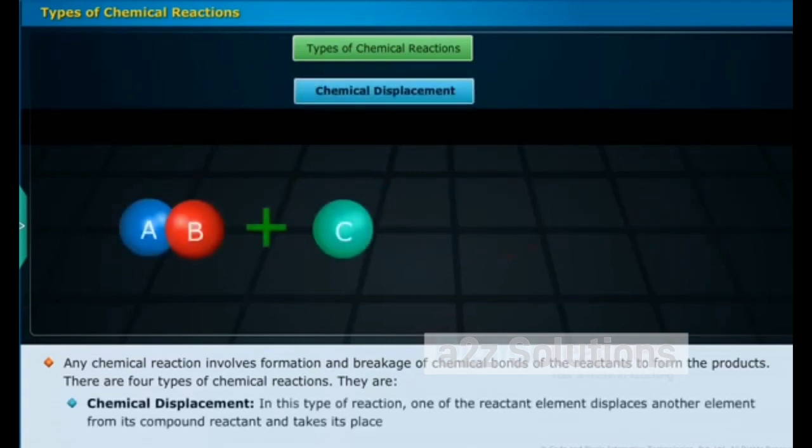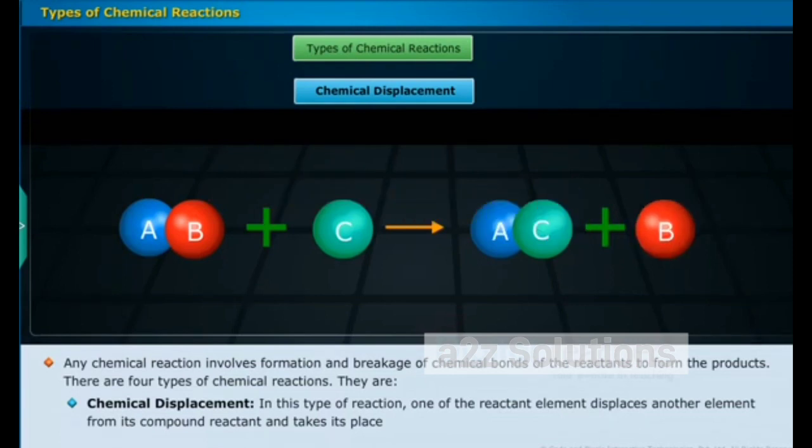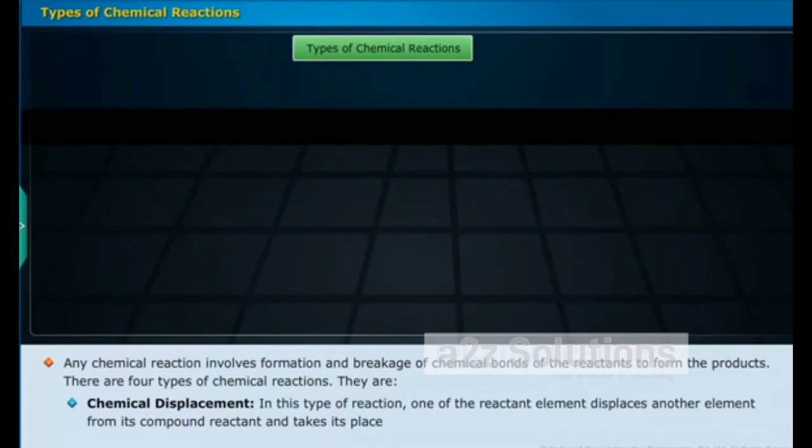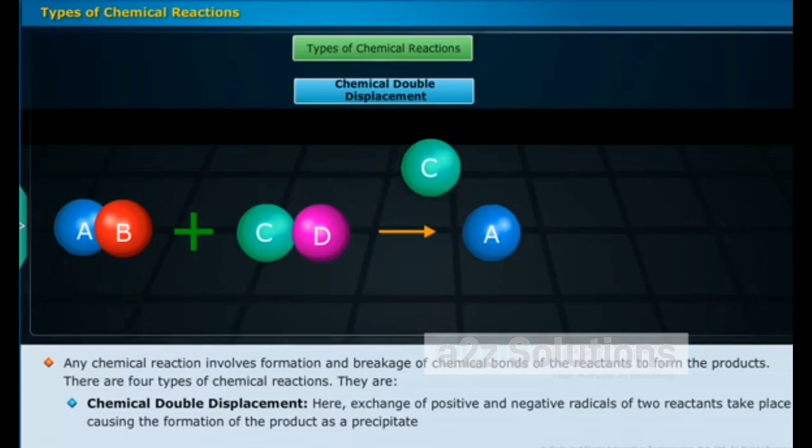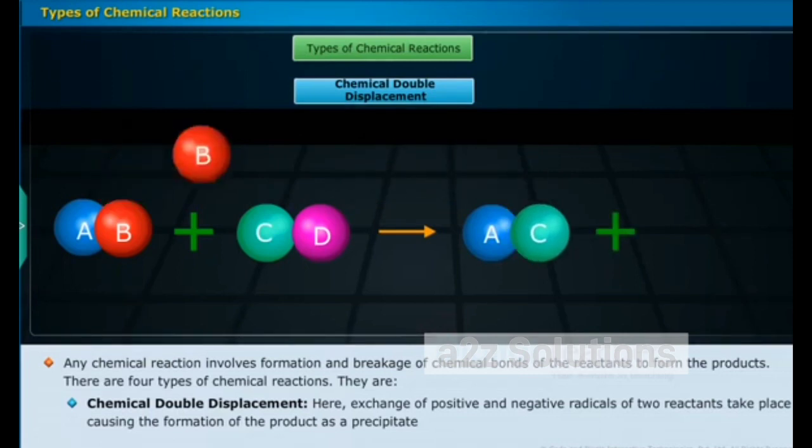Chemical displacement. In this type of reaction, one of the reactant element displaces another element from its compound reactant and takes its place. Chemical double displacement. Here, exchange of positive and negative radicals of 2 reactants take place, causing the formation of the product as a precipitate. Let us learn about each of these types of reactions in detail. We begin with an example of chemical combination reaction.